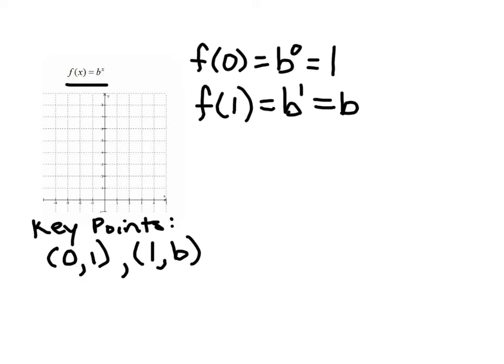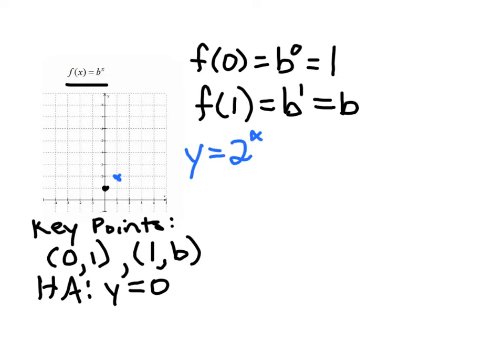So any function b to the x, they all go through this point (0, 1). Now that second point, (1, b), depends on the base. So now let me go to a specific example. Let's say I want to graph y equals 2 to the x. So that would also go through the point (1, 2). They also all have a horizontal asymptote at y equals 0.